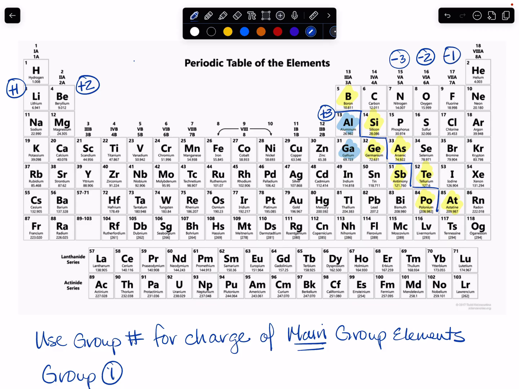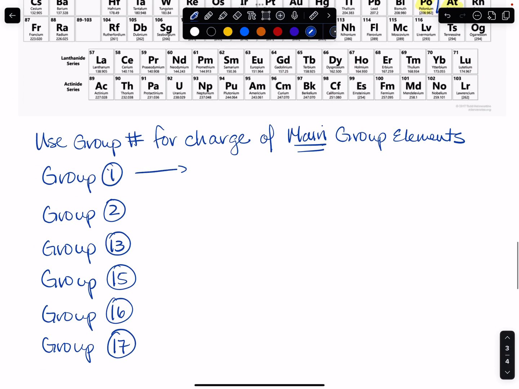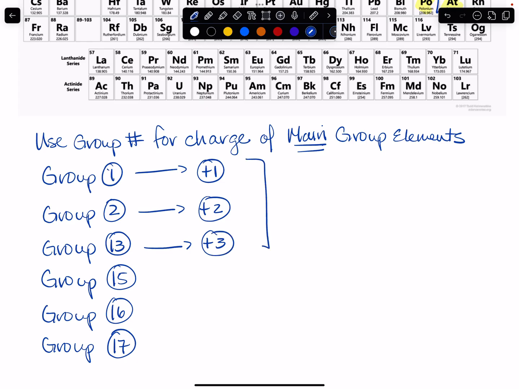So if we're talking about the main group elements, these are our monovalent ions. Group 1 likes to form +1 ions. Group 2 likes to form +2 ions. And group 13 likes to form +3 ions. And these are all going to be our metals.